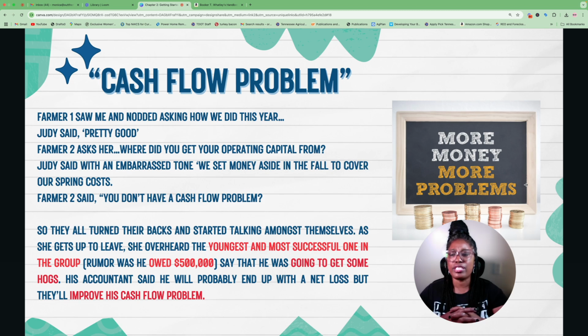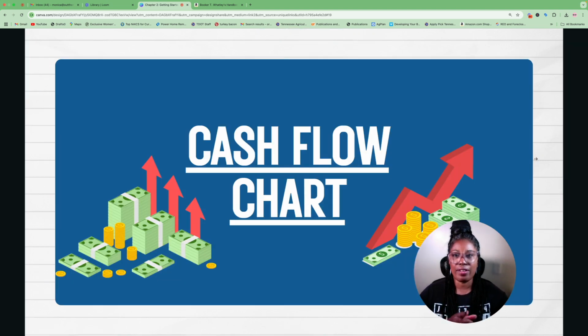Say that he was going to go get some hogs. And his accountant said he'll probably end up with a net loss, but they'll improve his cash flow. Meaning, you're going to go get these hogs, which means that you're going to be able to borrow more money in order to be able to facilitate the operation. So just be very, very wary of that as a new farmer.